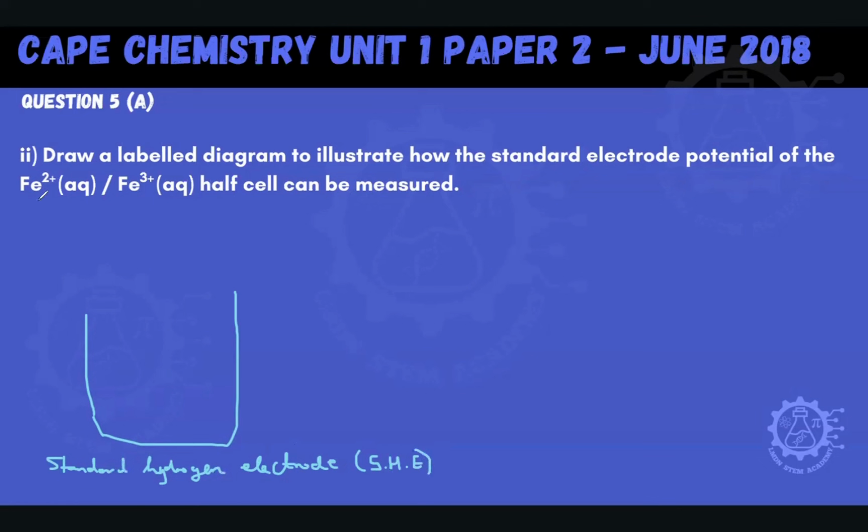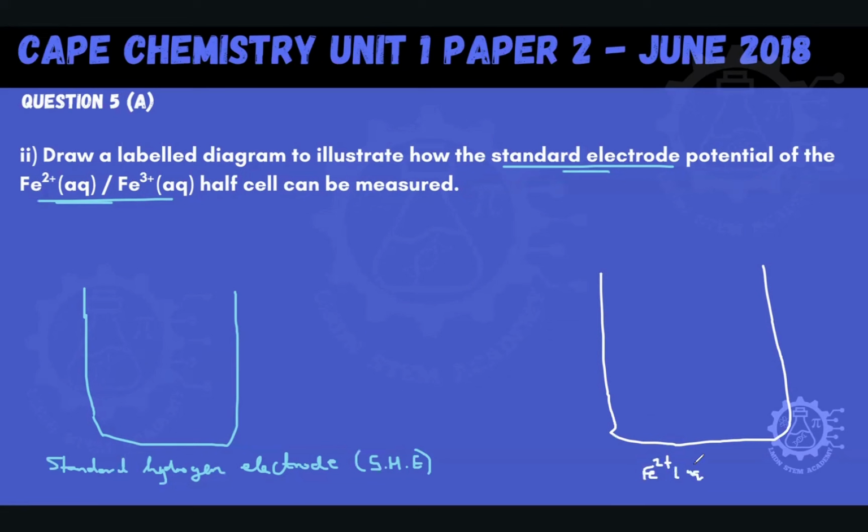And then, of course, the one that I want to measure the standard electrode potential for is this one here. So I'm going to put that one on the right-hand side. Here is the beaker that will contain my solution, and that is my Fe2+ (aq) / Fe3+ half cell. So that's what I'm going to put on the right-hand side here. Just conventionally, that's how you would do it. You would always put the SHE on the left.